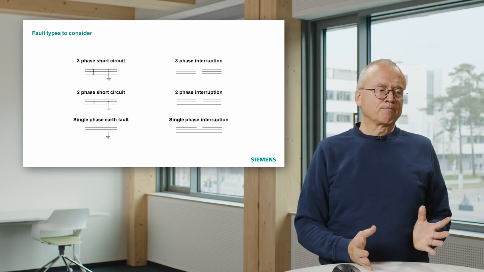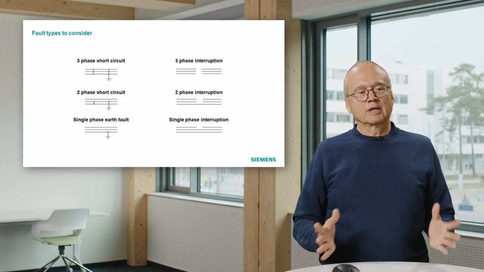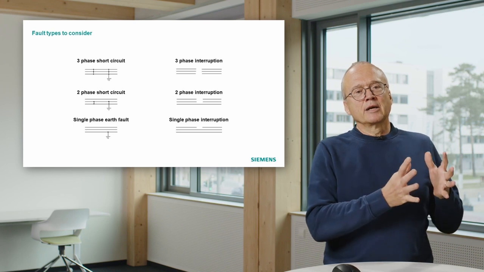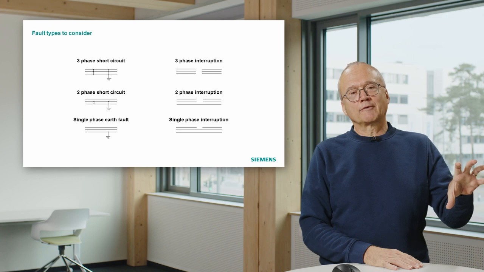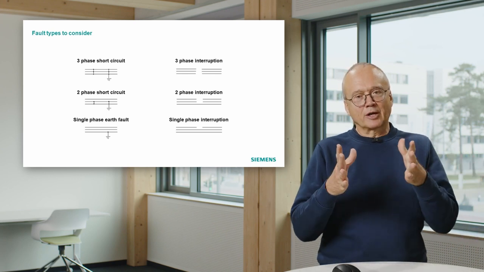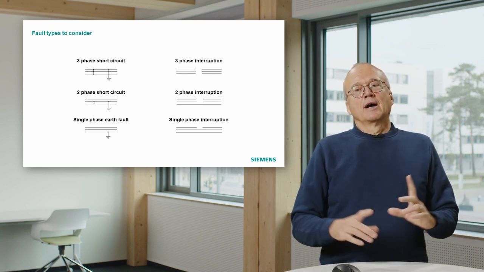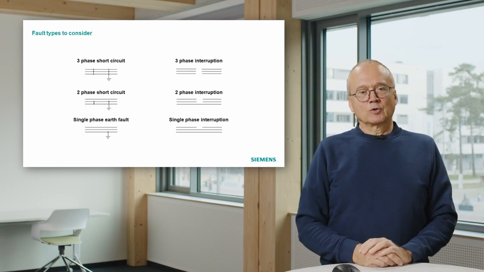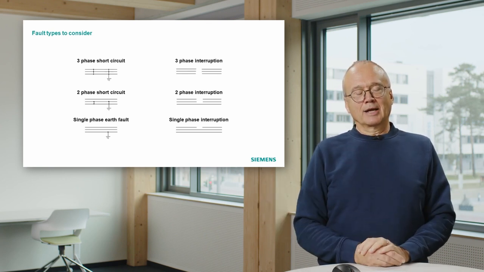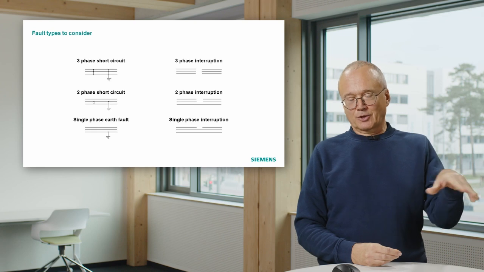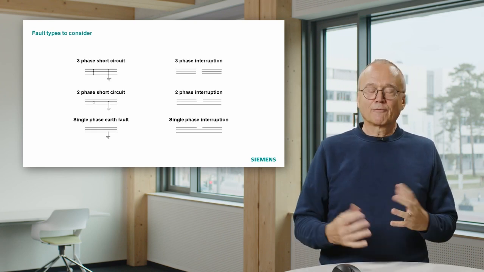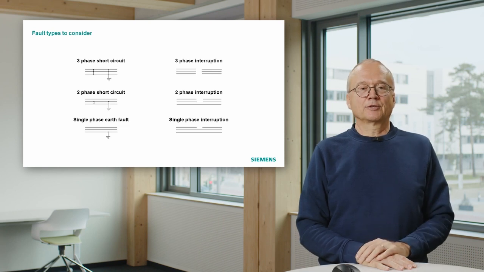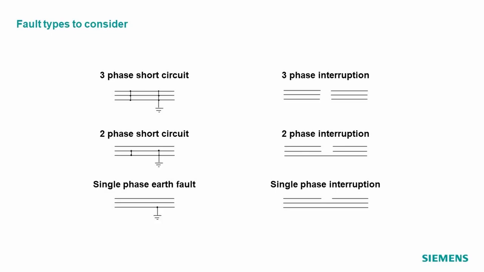Another reason can be you did maintenance on a line. If you do maintenance on a line, you have to ground the line. That means you have to connect all the three phases together to ground. Then you can work on the line. After you have finished your work, you want to reconnect the line. And if you then forget that the grounding is still there and energize the line, you have a three-phase short circuit and the protection has to trip. So those are the types of short circuit.